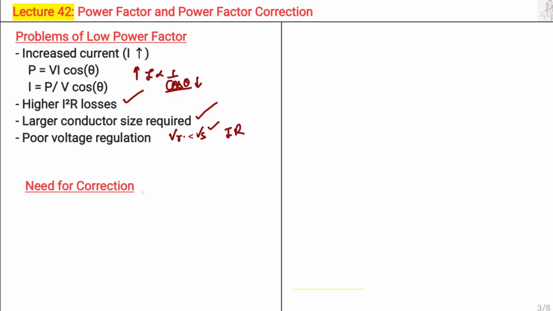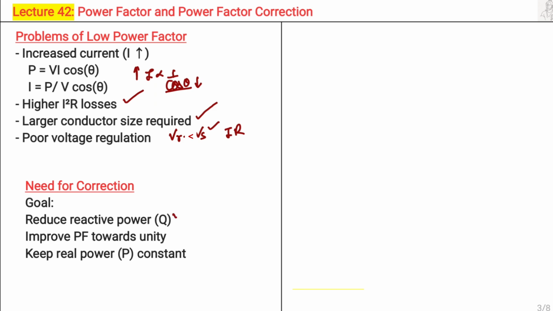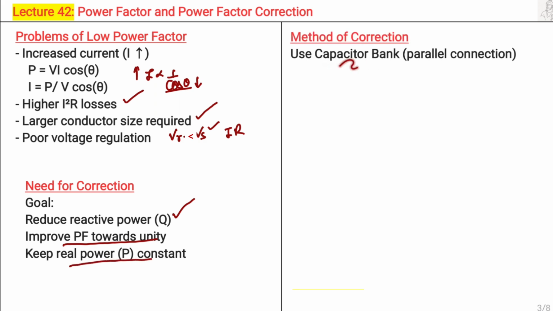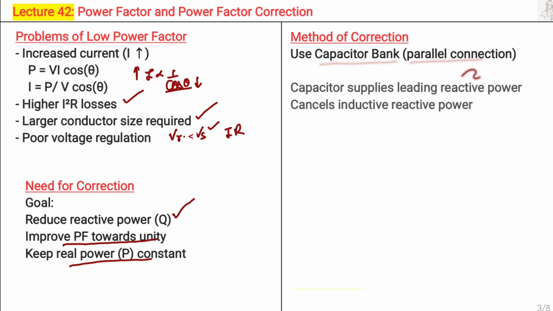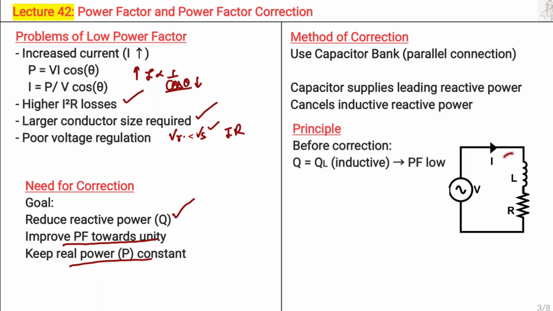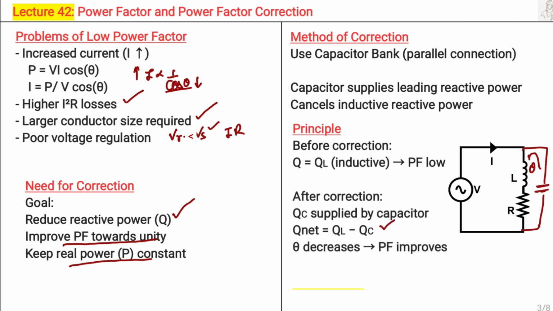So there is a need for correction, and it is achieved by reducing the reactive power. This will improve the power factor towards unity, and we will keep the real power constant. So the main method of correction is using a capacitor bank and connecting it in parallel to the circuit. So the capacitor supplies the leading reactive power, which cancels the inductive reactive power. In this kind of circuit, the inductor is consuming the reactive power, and if we connect a capacitor in parallel, this reactive power will be supplied by the capacitor. Due to this, the net reactive power, QL minus QC, will decrease, due to which theta will decrease and power factor will improve.